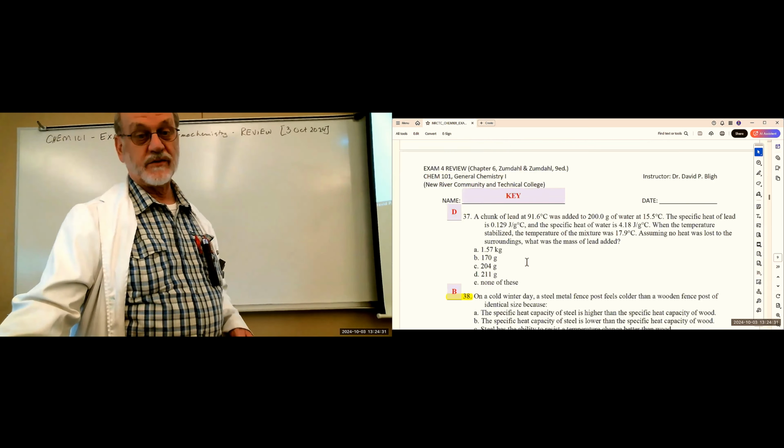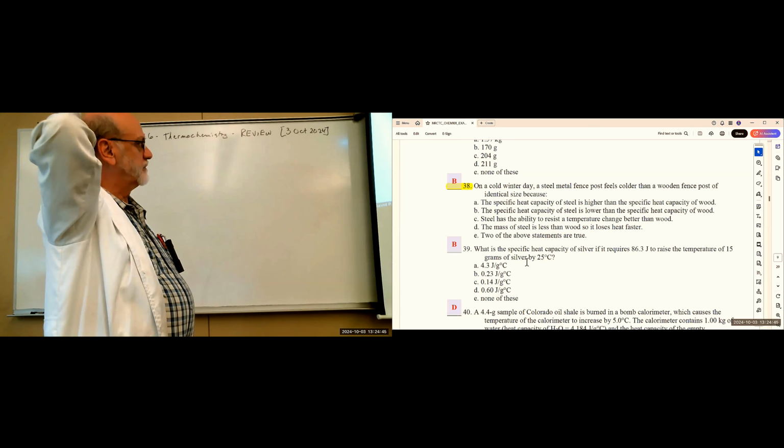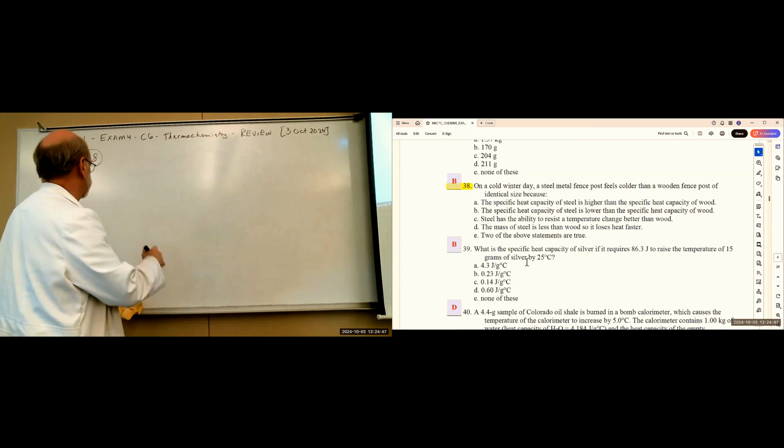38. On a cold winter day, a steel metal fence post feels colder than a wooden fence post of identical size because... All right, let's take these one at a time.